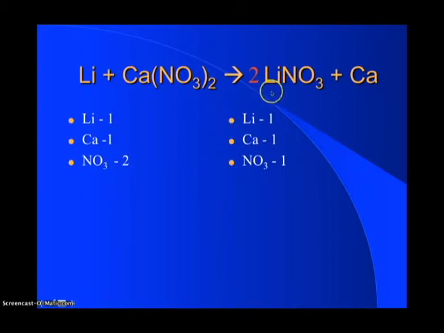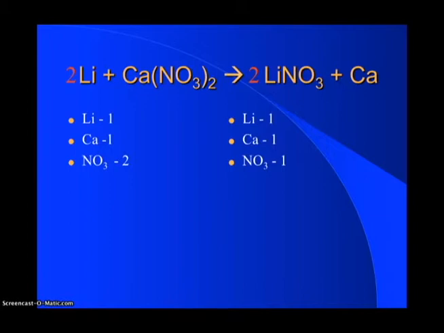Then that changes our lithium count on the right side. Now we have 2 lithiums, and we do have 2 nitrates, which balances the 2 nitrates on the left-hand side. Now we have to go back and balance our lithiums. In order to balance the lithium, we simply put a coefficient of 2 in front of the lithium on the left-hand side. So here, as you can see, we have 2 lithiums, 1 calcium, and 2 nitrates on the left-hand side. And we have exactly the same thing on the right-hand side: 2 lithiums, 2 nitrates, and 1 calcium. And voila, the equation is balanced.